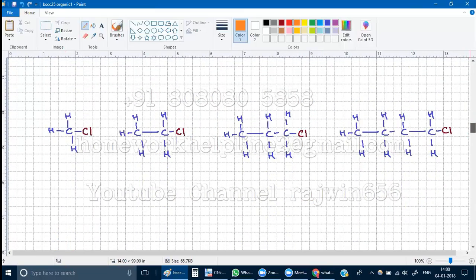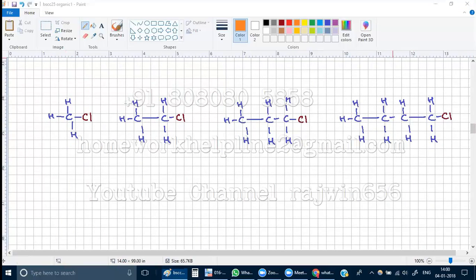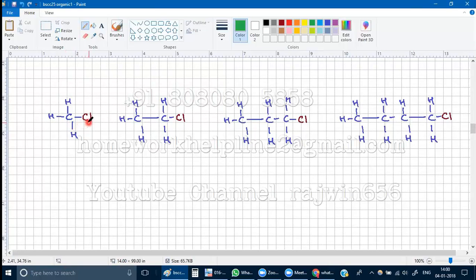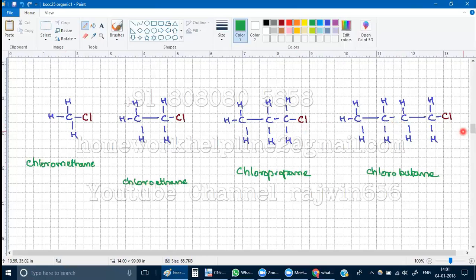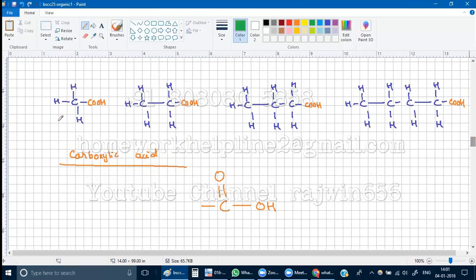Similarly here, in these next examples that we have taken, we can give these names. Because here chlorine is present, this will be named as chloromethane. This is going to be chloroethane. This will be chloropropane. And this is going to be chlorobutane. Here also you can give numbering to the chlorine atom. The last of these series that we had considered, this is carboxylic acid.